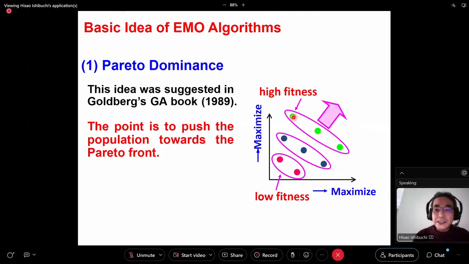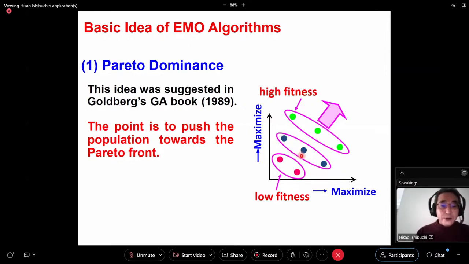High fitness values are assigned to non-dominated solutions, and low fitness values are assigned to dominated solutions. So in this figure, high fitness values are assigned to these three green solutions, and low fitness values are assigned to these two red solutions. And the fitness values of these three black solutions are in the middle.